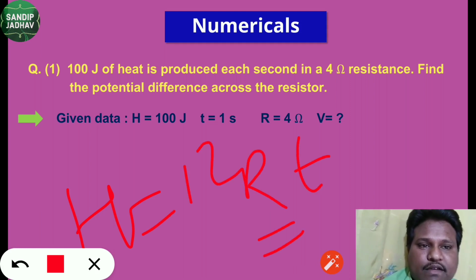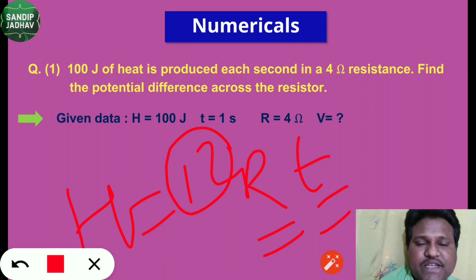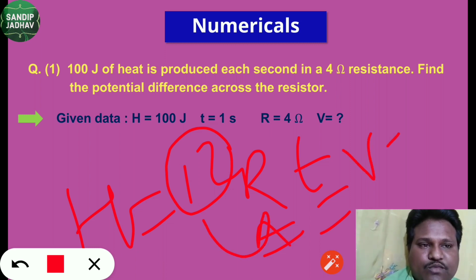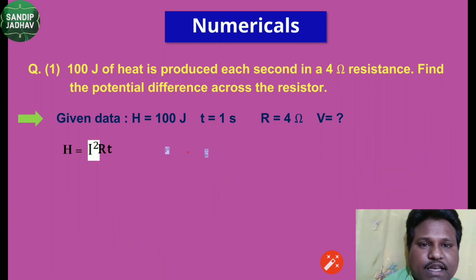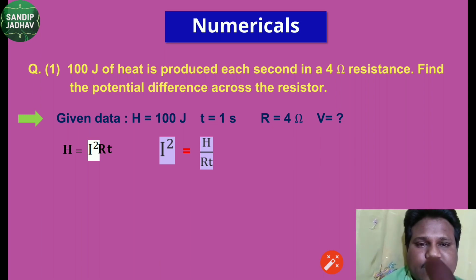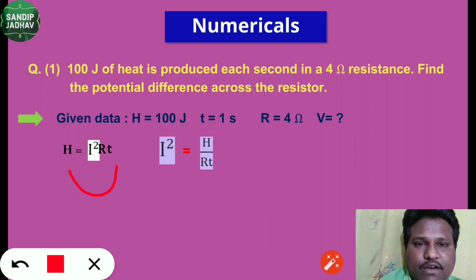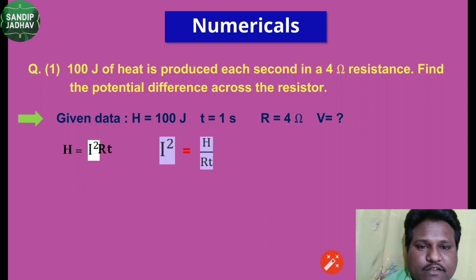So here R is given, time is given, but I is not given. So our first target is to find I, and we know how we can find I when R is given. From Ohm's law, V is equal to IR, but again V is not given. So to find I, we can use the relation H is equal to I square RT, as the other three quantities are given. So we can write I square is equal to H by RT, as this RT will go in the denominator.